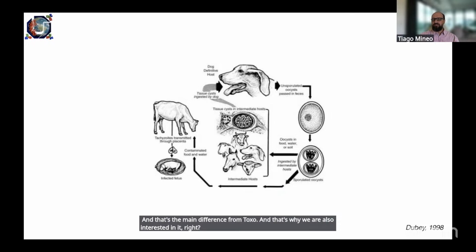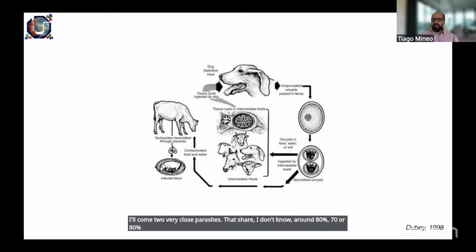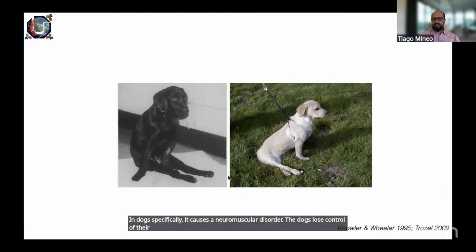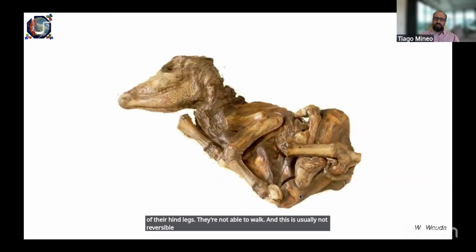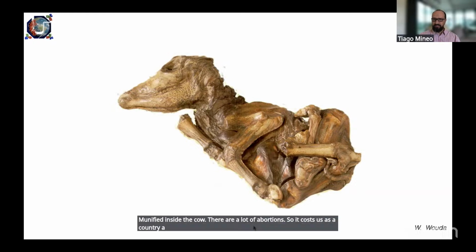How come two very close parasites that share around 70 or 80% of the genome are so different in virulence towards humans? Neospora in dogs specifically causes a neuromuscular disorder. The dogs lose control of their hind legs. They're not able to walk, and this is usually not reversible. It may also cause huge economic problems in cattle raising. This is a fetus mummified inside the cow. There are a lot of abortions. So it costs us as a country around $1 billion.